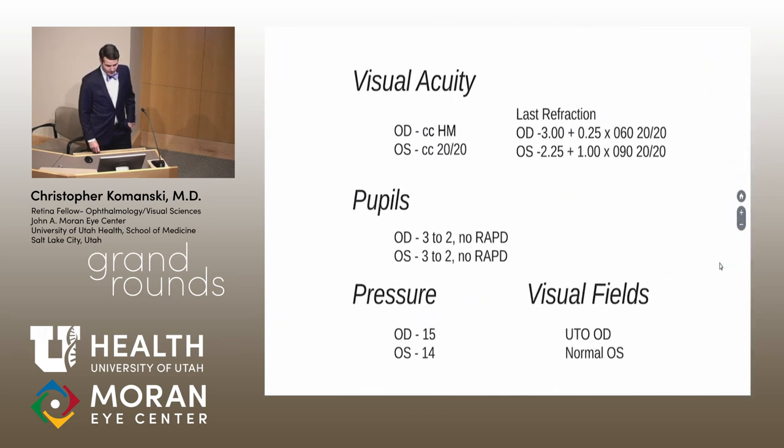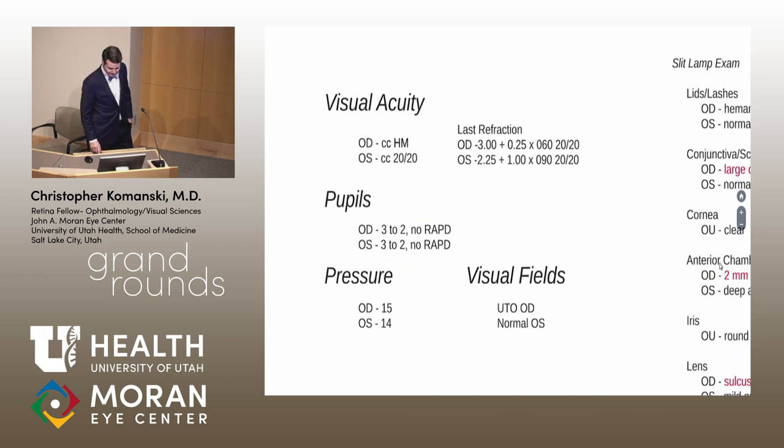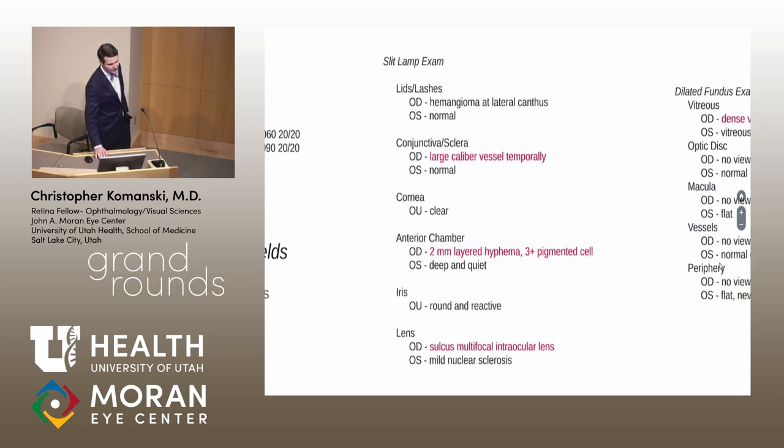His eye exam, his visual acuity was hand motion in the right eye, 20/20 in the left eye. His last refraction was actually done before he had cataract surgery in his right eye, and this is his refraction in vision. His pupils were normal, pressure normal, we were unable to obtain visual fields in the right eye, but normal in the left eye. On slit lamp exam, he had a large caliber vessel temporally in his conjunctiva. He also had in his anterior chamber 2 millimeters of a layered hyphema with 3+ pigmented cell. Again, he had the multifocal sulcus lens.